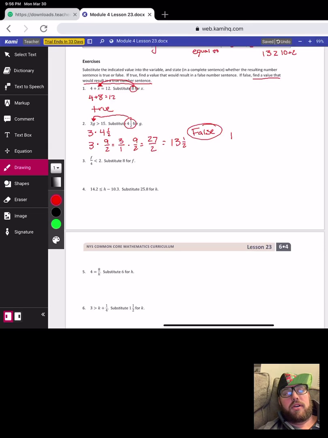So let's come up with another number. What number could I put in there that would make it true? I need it to be bigger than 15. 3 times what is bigger than 15? Well, how about 5.5, right? 5.5 is bigger. Or 6. 6 times 3 is 18, so that's bigger than 15. Or even bigger, I could go 7 2/3, because when I plug in 3 times 7 2/3, I get something bigger than 15.